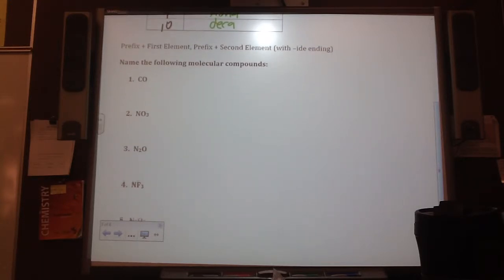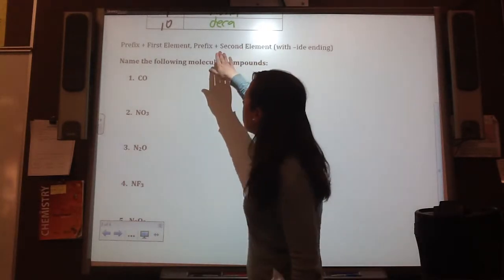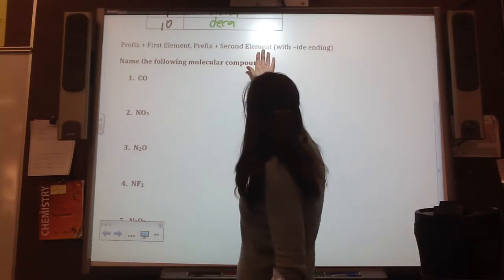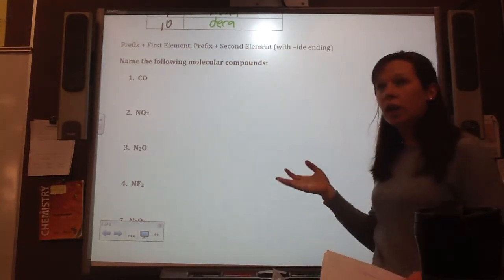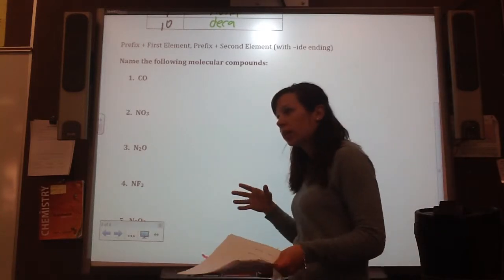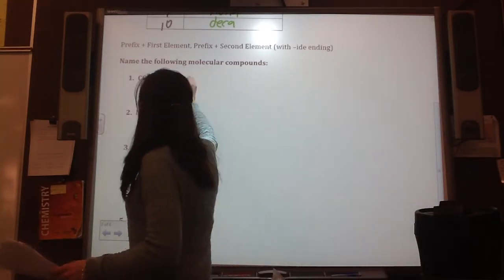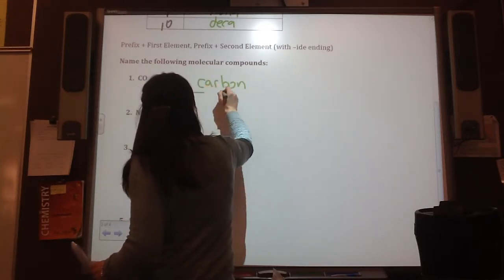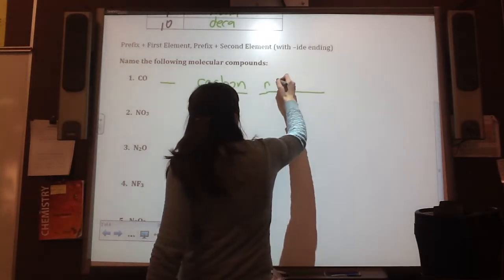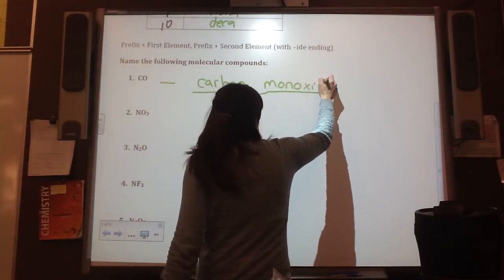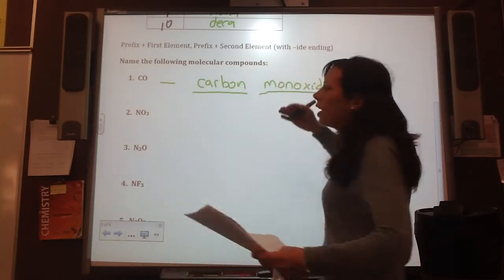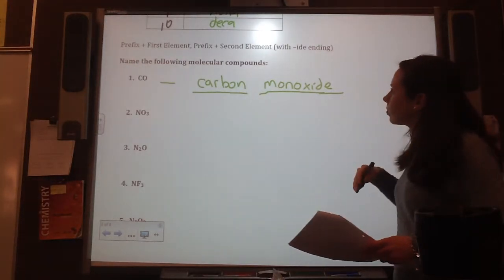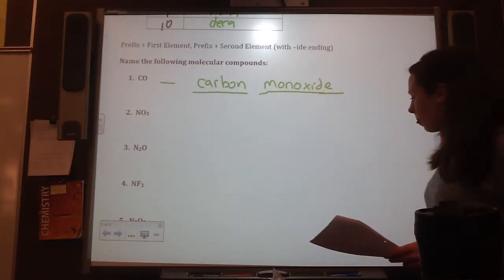Okay, so let's do an example. So here's just a little summary of how to do it. The prefix plus the first element, then the prefix plus the second element with I. The exception is don't add mono if the first element is just one. So this one, of course, what is it? Carbon is our first, and then our second is monoxide. We won't put 2 O's because that would be weird. Carbon monoxide.